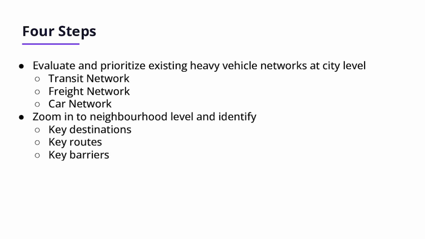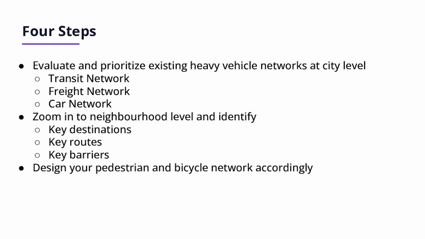Then you zoom into the neighborhood level. So from a high-level citywide plan, you zoom a little bit in and you define your key destinations, your key routes and key barriers for people moving around those neighborhoods to ensure that you can still provide an adequate network for people cycling and walking as well. Once you've done that, then you start defining your pedestrian and bicycle networks to ensure that they have the most direct route possible, and creating a separate network that may be sometimes overlapping and sometimes completely separate from the car network.